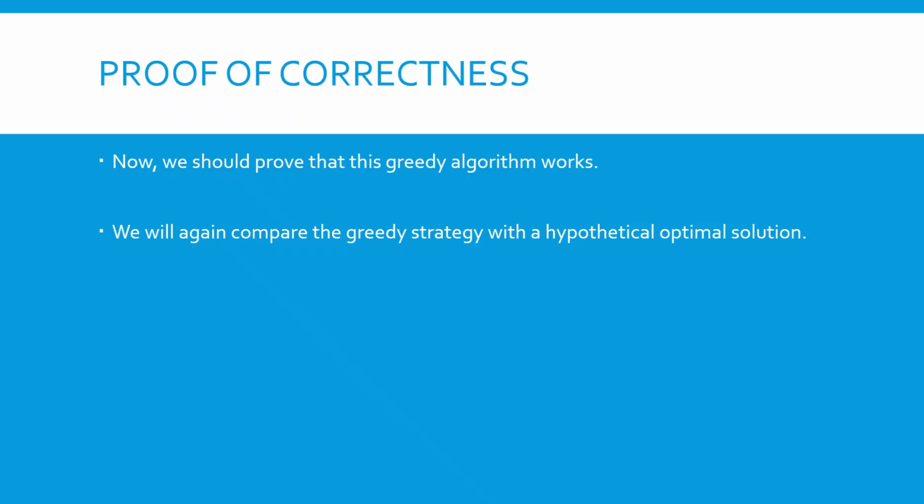Next, we prove that this strategy minimizes the number of cache misses. We will show that the greedy farthest-in-future policy never produces more cache misses than an optimal eviction policy.